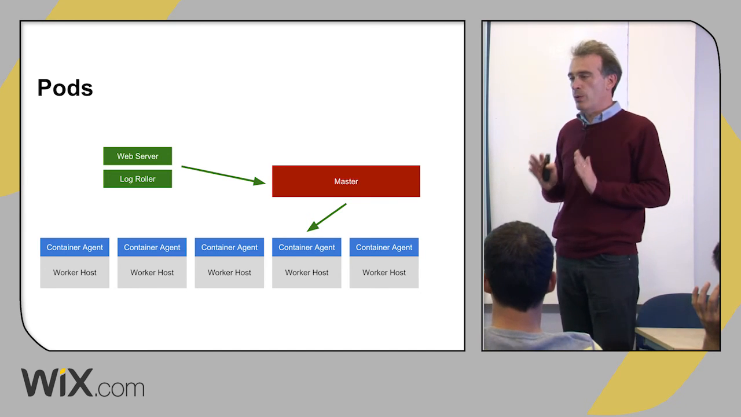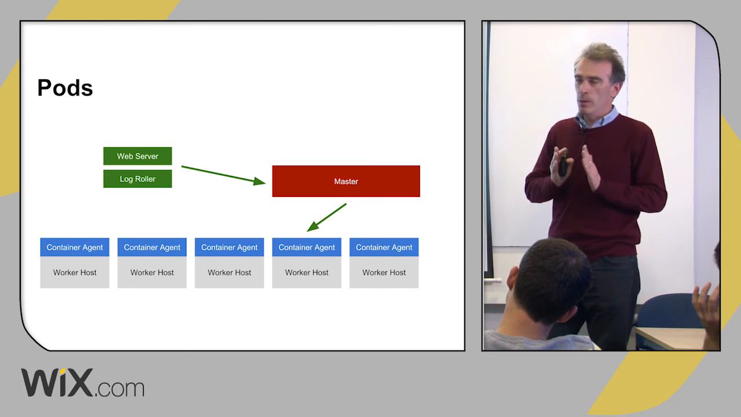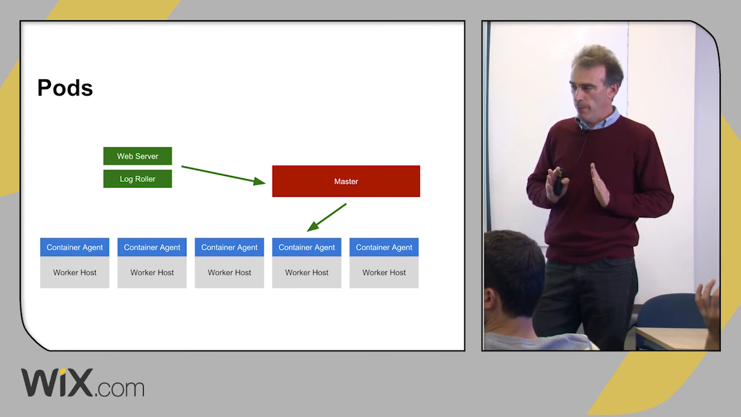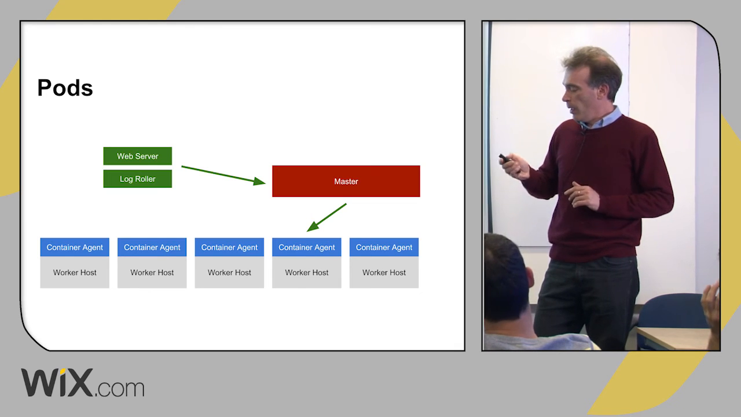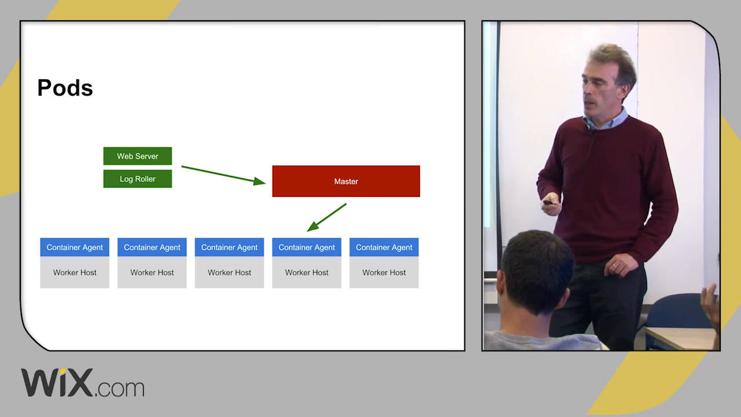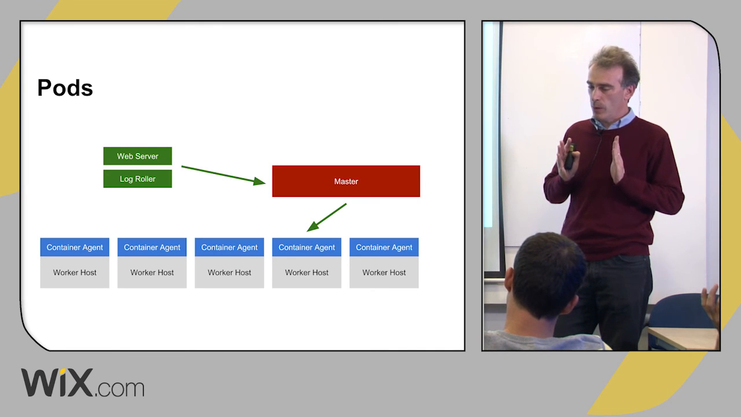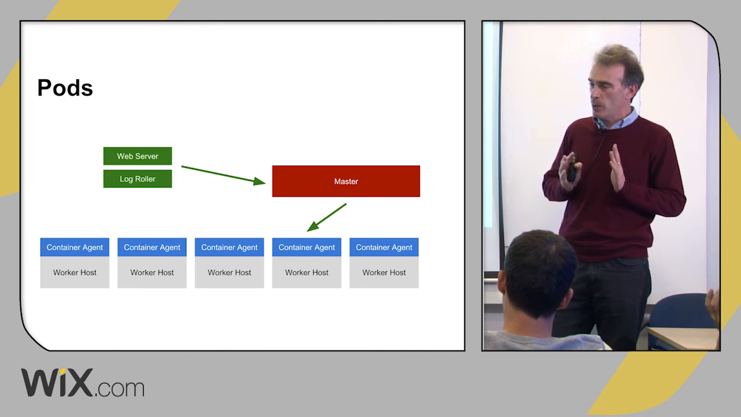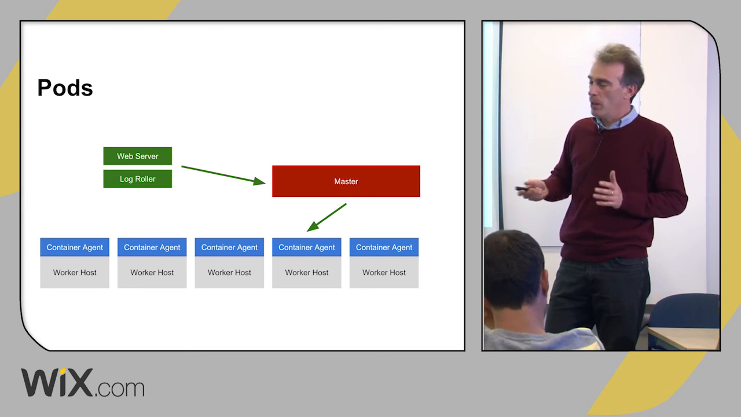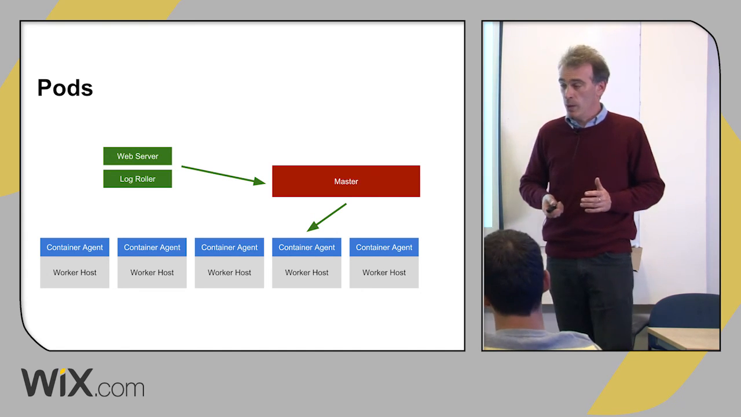A pod is a unit of autoscaling and a unit of deployment. In the microservice world, a pod is an instance of your microservice, a single service. We'll talk about services on the next slide. But you can create two containers that work closely with each other, for example, a web server and the log roller. You can put them in the same container, or you can divide them between two containers.